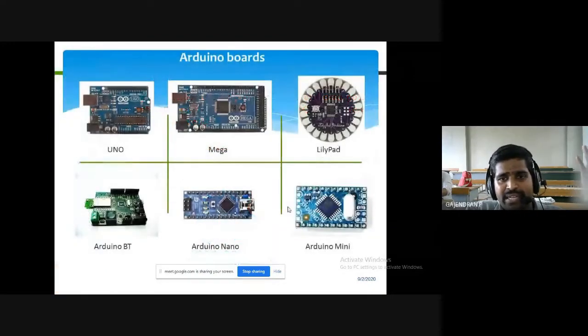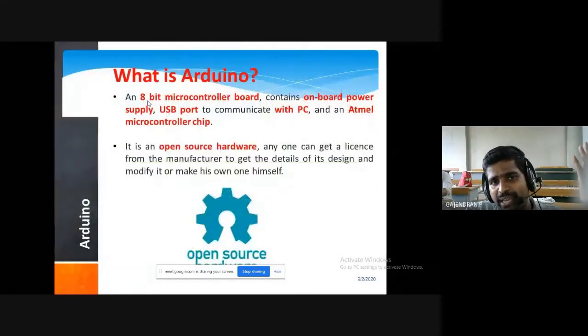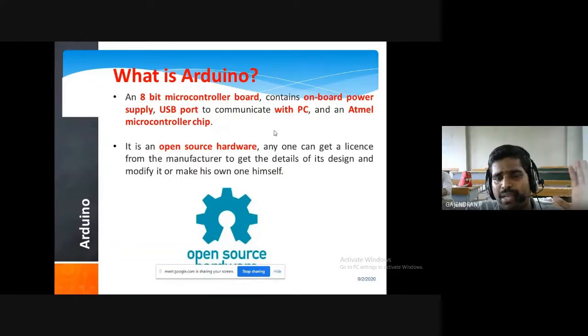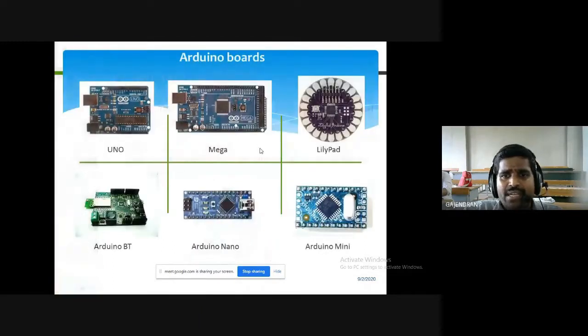Then here, what are the points I need to take care? Please make a note of the size of the microcontroller. It is 8-bit microcontroller. The whole board put together is called the Arduino board. Is it only Arduino Uno that is available? See in the next slide. There are only a few things we have listed here. Beyond this, you have a number of variants in Arduino boards. Here we have listed 6 variants.